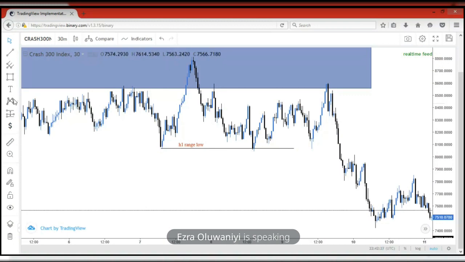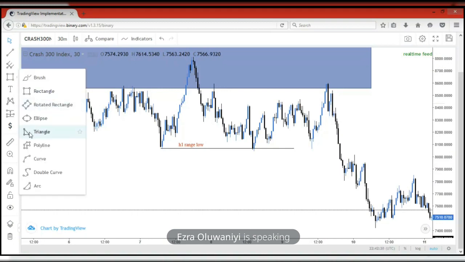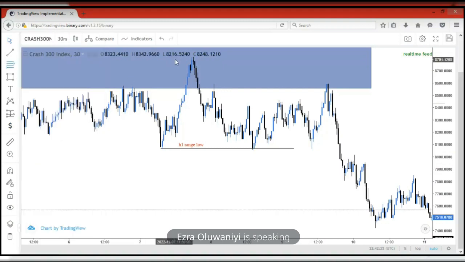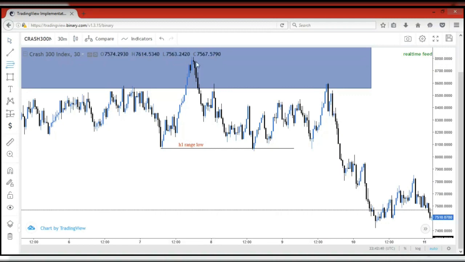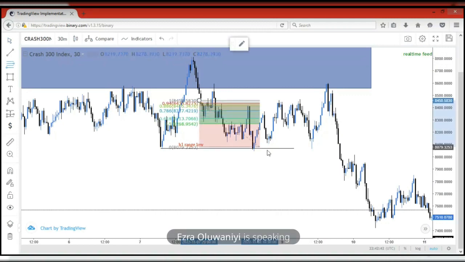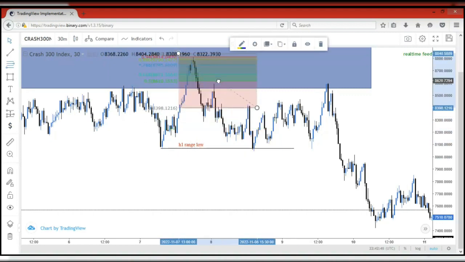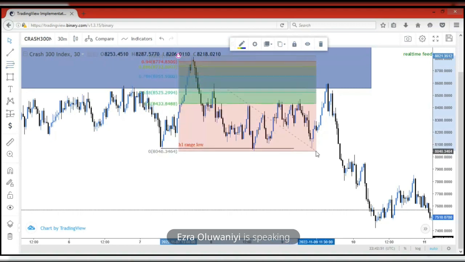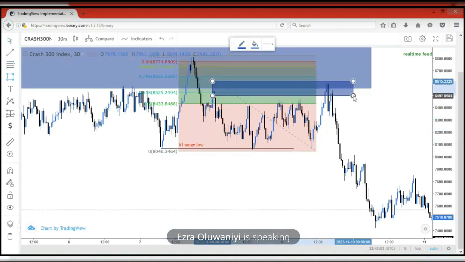So I put my fib. Let me see the zones that might be valid. Zones above 50% are very valid for me. This zone was the one above 50, and the one above it, so I'll mark it. So this zone was good for me. These other ones are not relevant, so I'm not taking them.